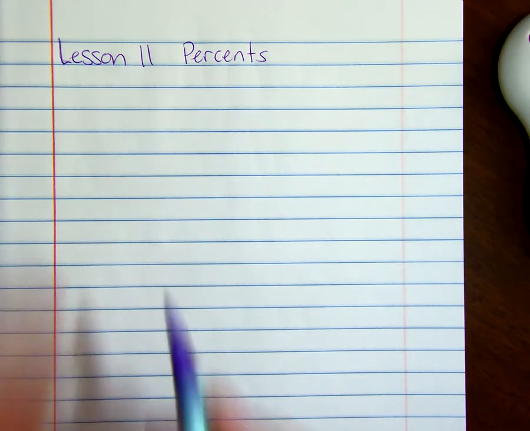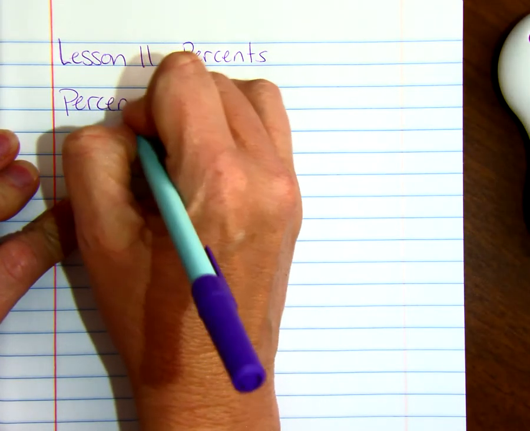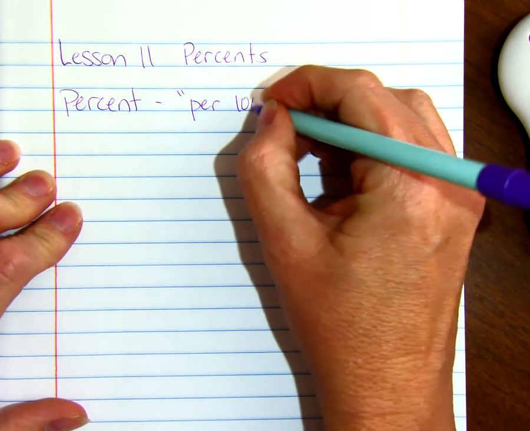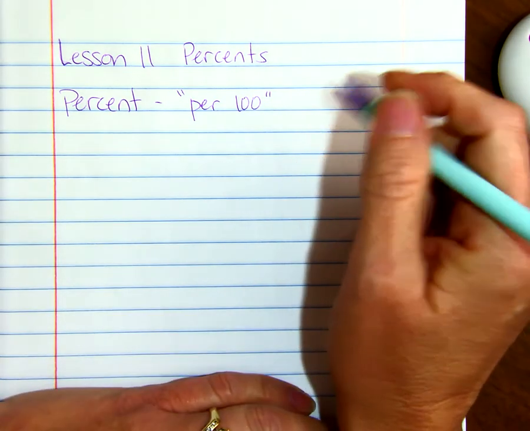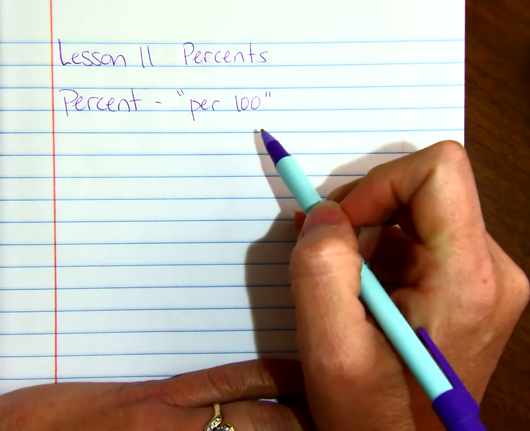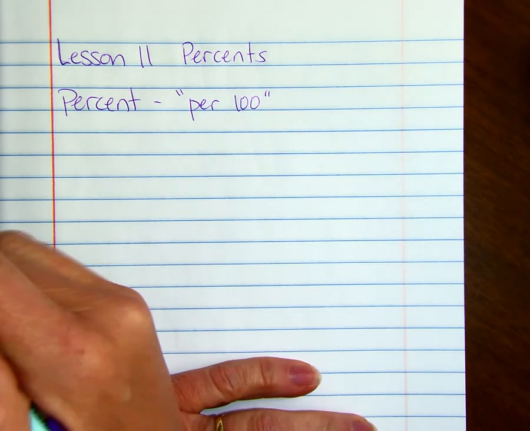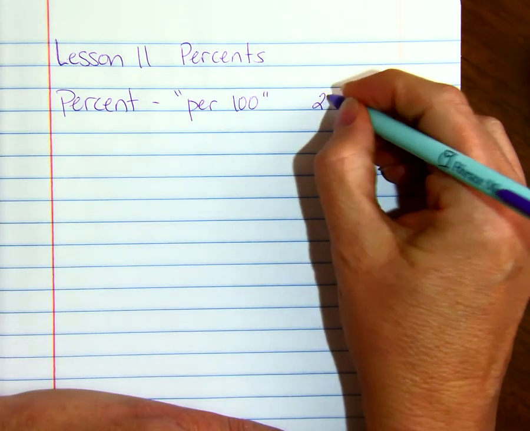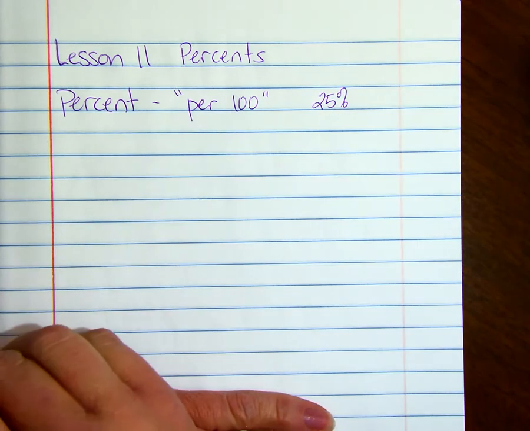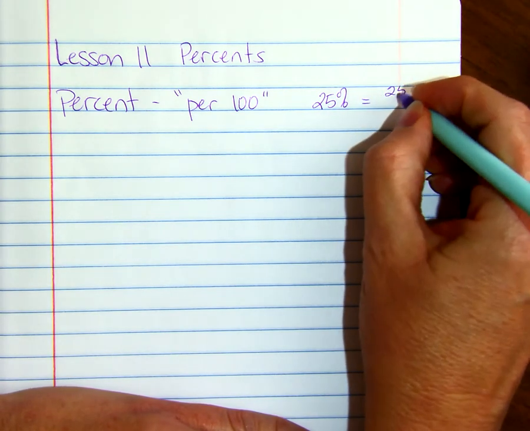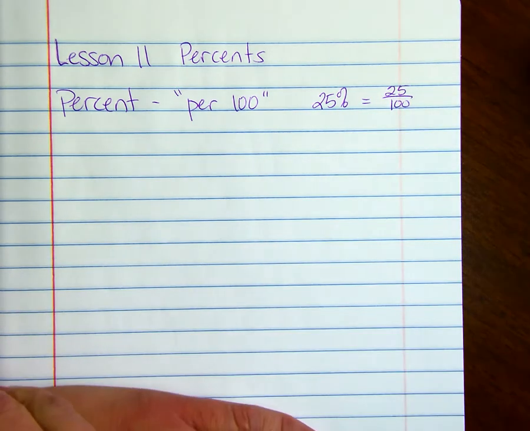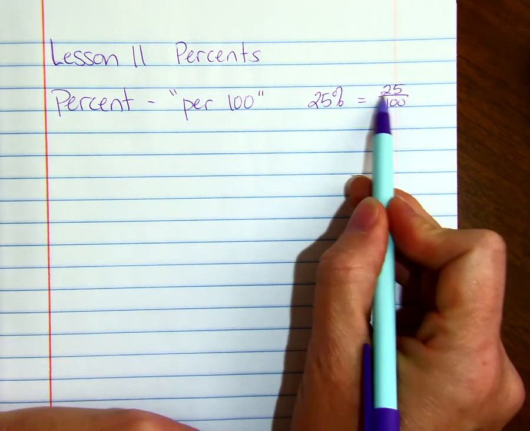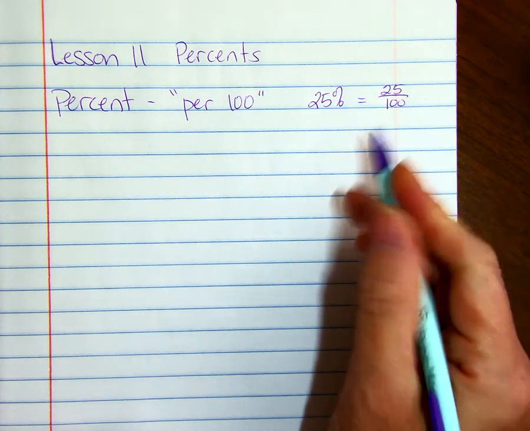So a percent, the word itself means per 100. And I don't know if you guys remember, I don't know if it's last week or the week before where I told you the word per usually means divided by. Like of usually means times, per usually means divided by. So if you see a number like 25%, that just means 25 per 100 or 25 divided by 100. So the percent sign itself can just change right into a division bar with 100 under it.